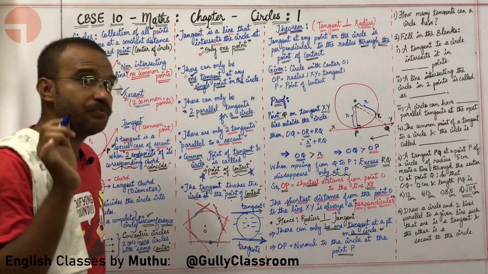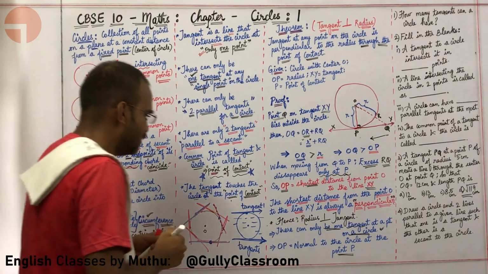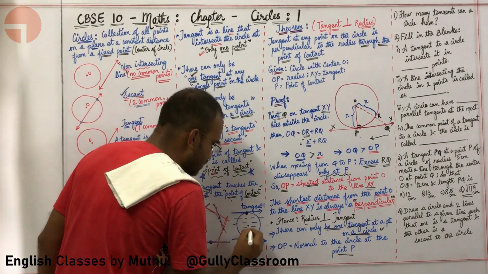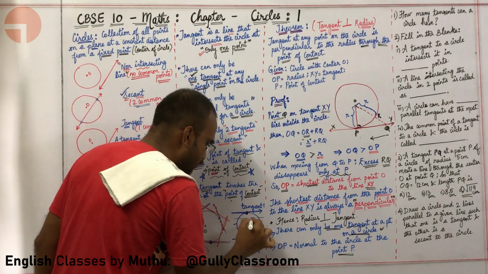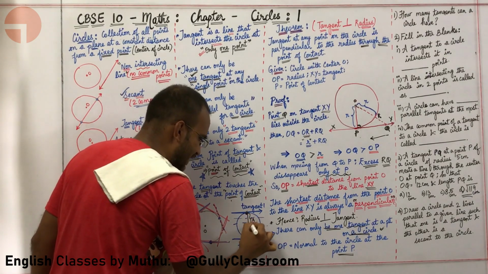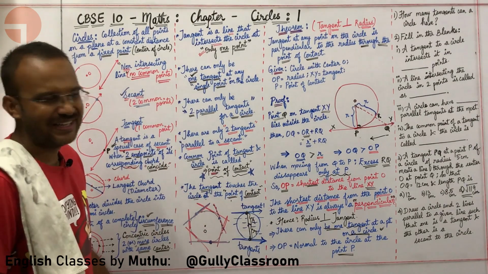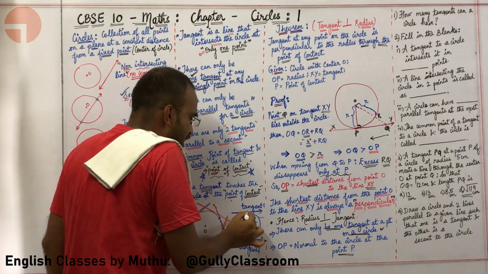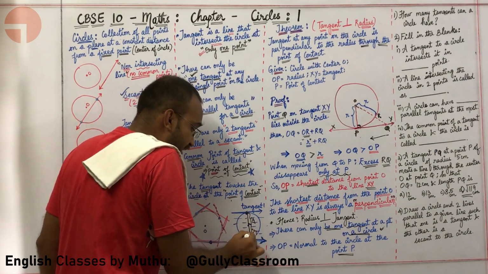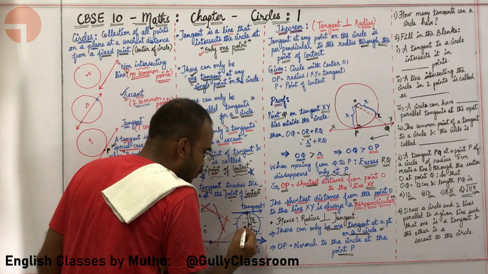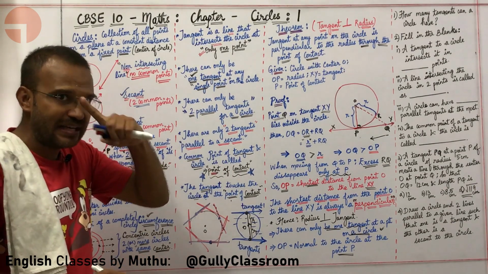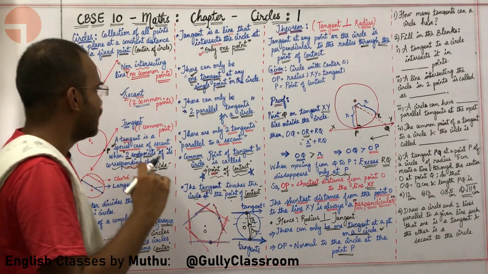In fact, let me tell you something totally interesting. If there are two parallel tangents to a circle, and I join this point of contact with this point of contact, what will happen? I will be getting the diameter. It will pass through the center O, and I will in fact be getting the radius. Okay, sir. What next?